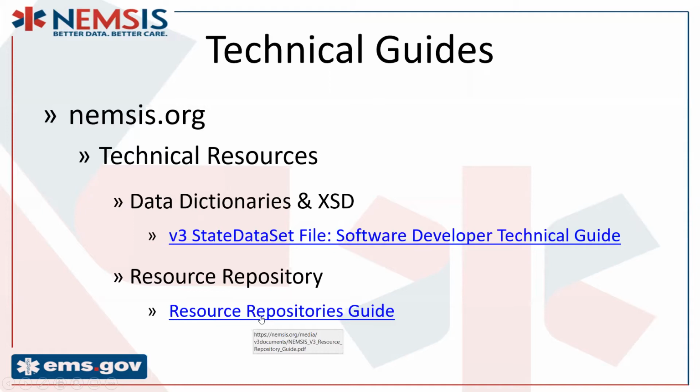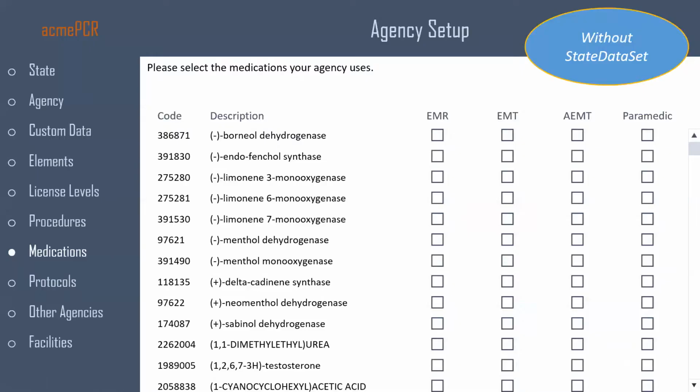All right, so what's the problem we're trying to solve with StateDataSet? Well, here's one example. Let's say I've made my little ePCR product here. Don't worry, this doesn't actually work. I'm not going to go into business making ePCR products and compete with all of you. This is just a mock-up here of my Acme PCR system where I've created this agency setup section that an agency can go through when they're first setting up their software. And in this example, this is the page where they're going to select the medications that they carry on their EMS units.